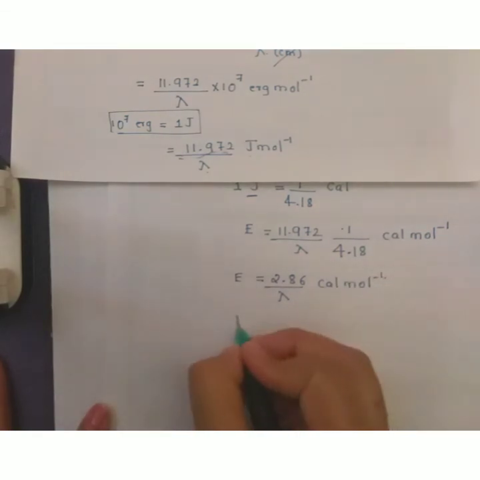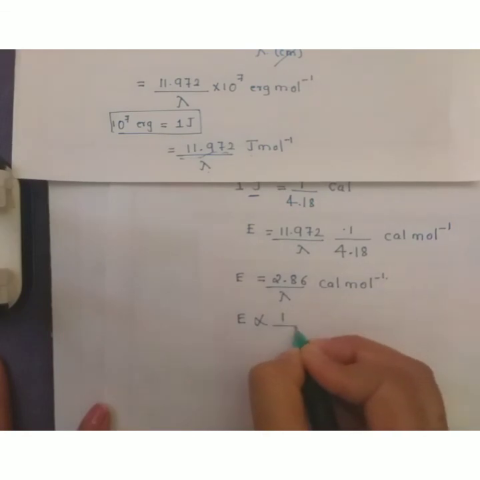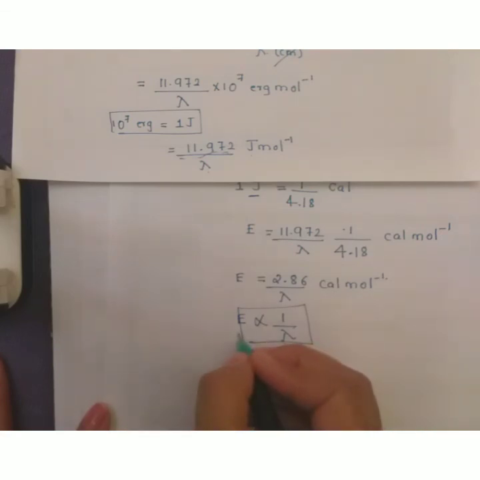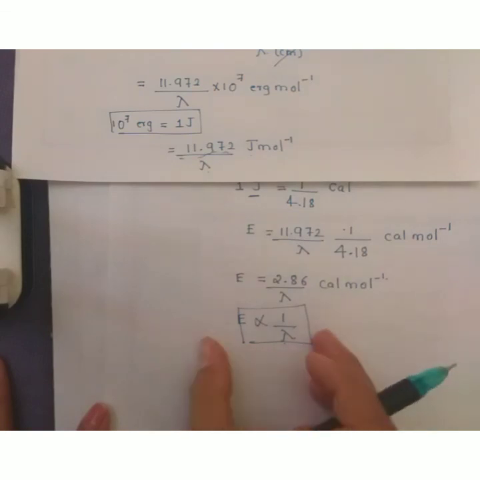By this equation, you can conclude that the higher the wavelength, the smaller will be the energy per Einstein. If the wavelength is higher, then the energy per Einstein will be smaller. They are inversely proportional to each other.